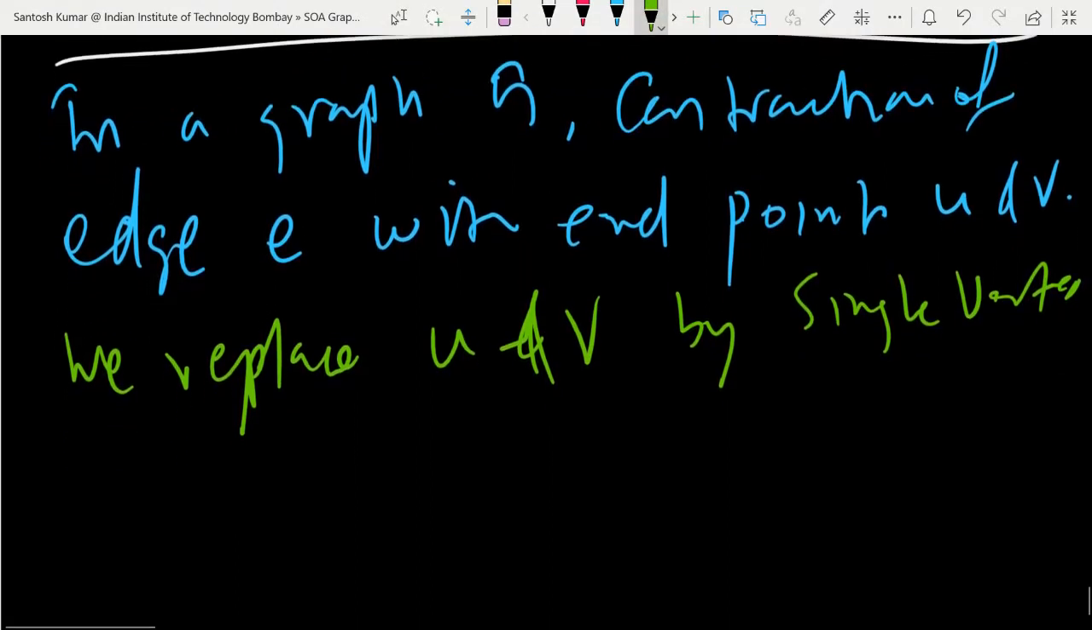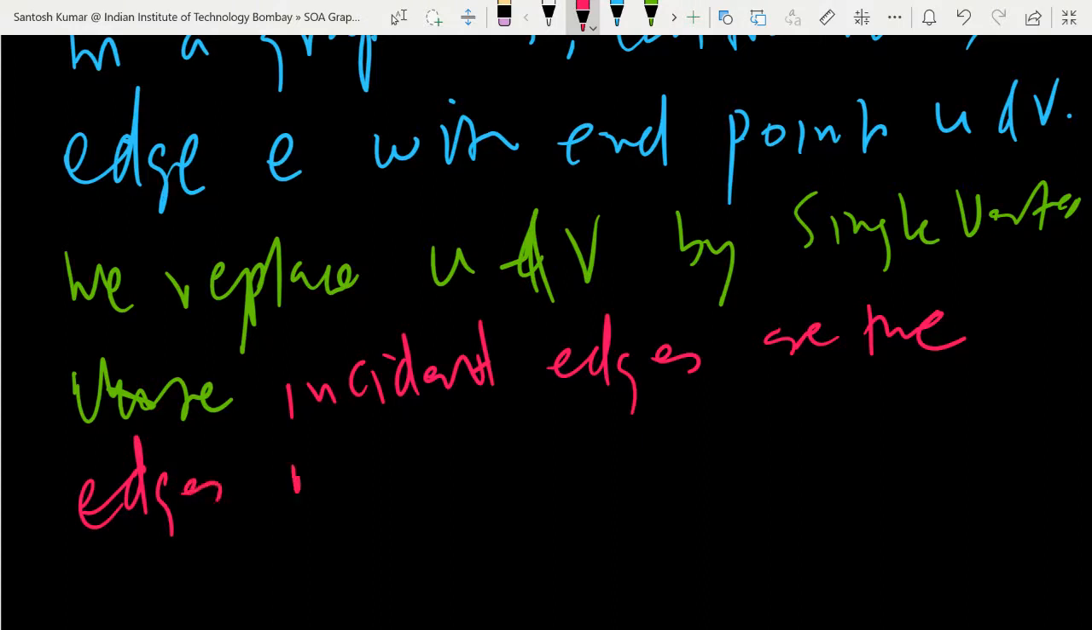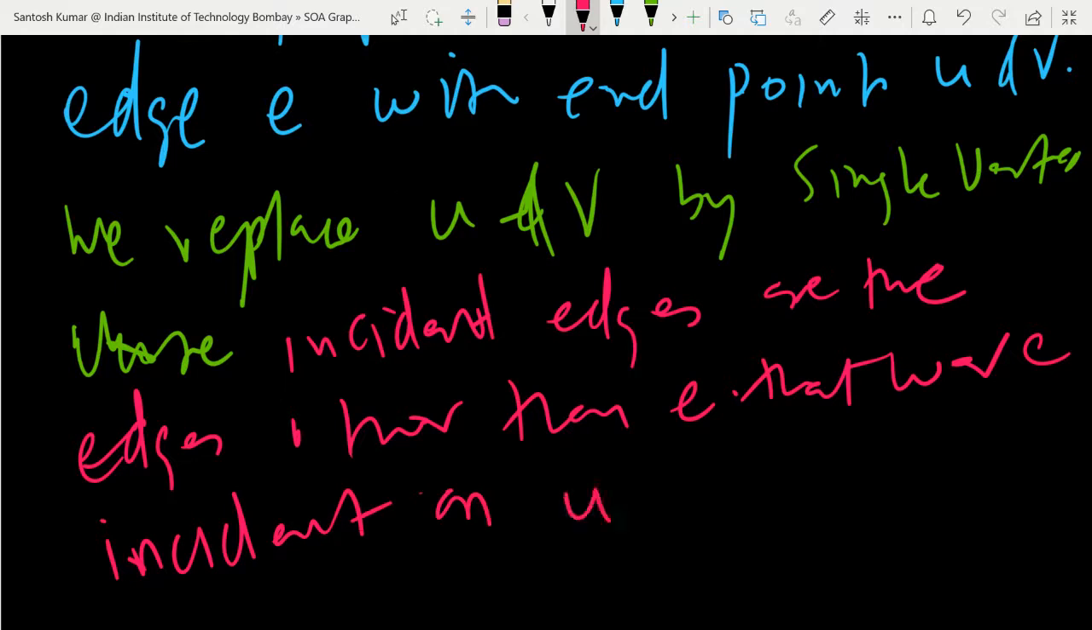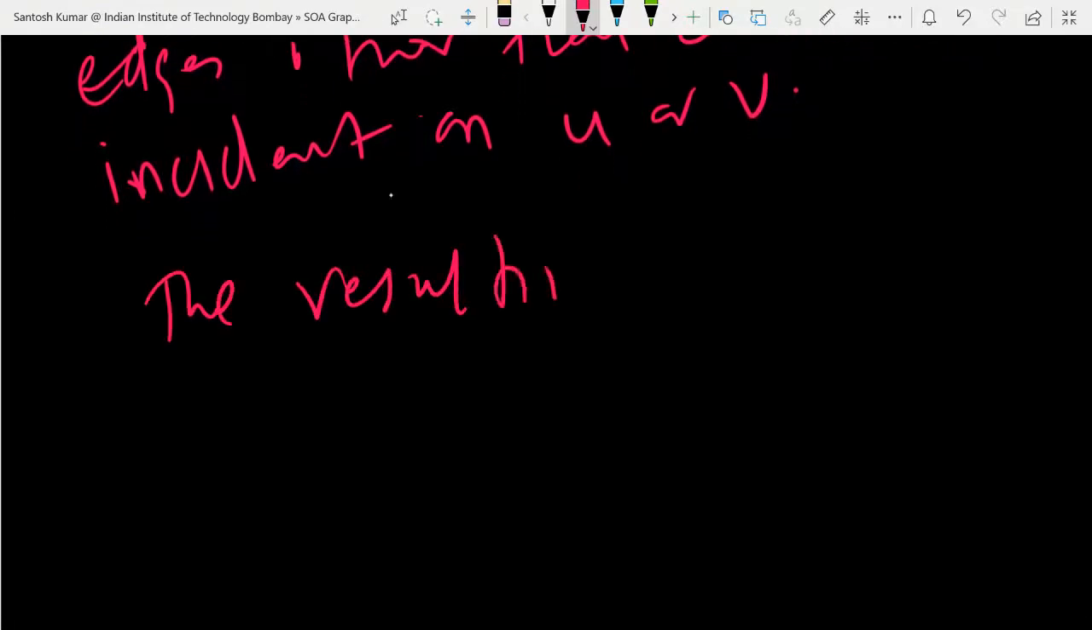And so we replace U and V by a single vertex, whose incident edges are the edges other than E that were incident on U or V. So for the resulting graph, we give this notation G dot E.